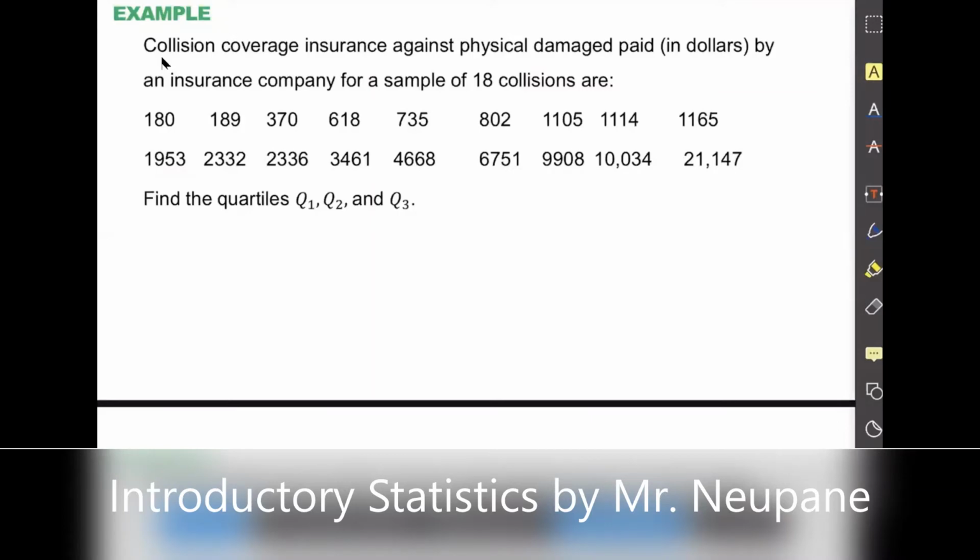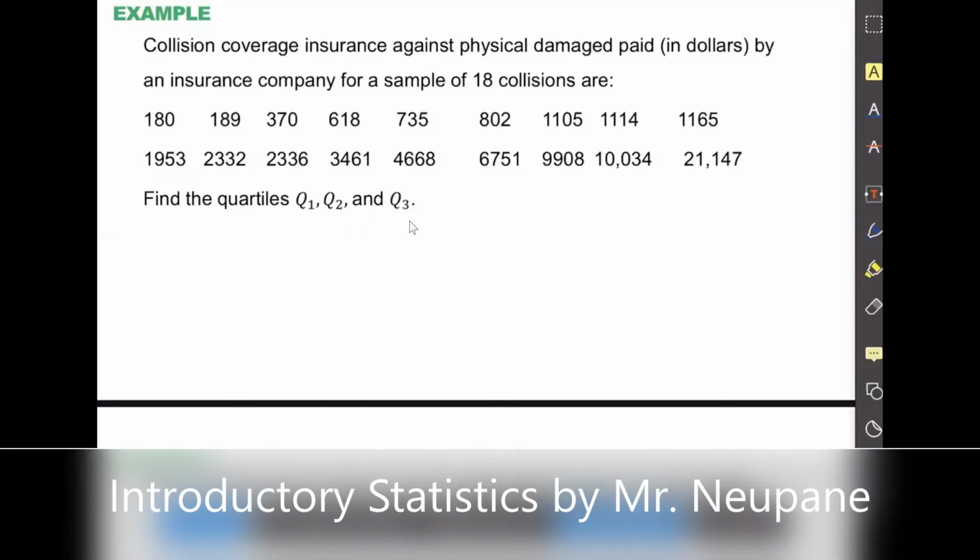Okay, let's begin with the first example here. Collision coverage, insurance against physical damage, paid in dollars by an insurance company for a sample of 18 collisions are given here. These are the amounts in dollars paid by the insurance company. We have to find the first, second, and third quartiles.